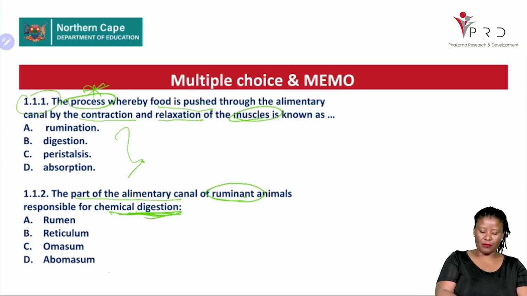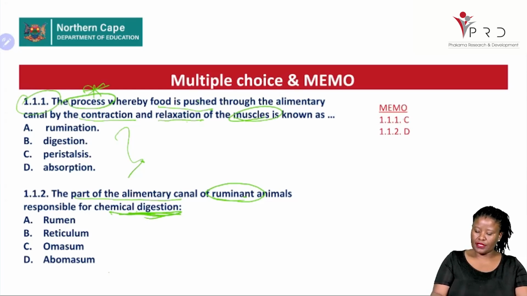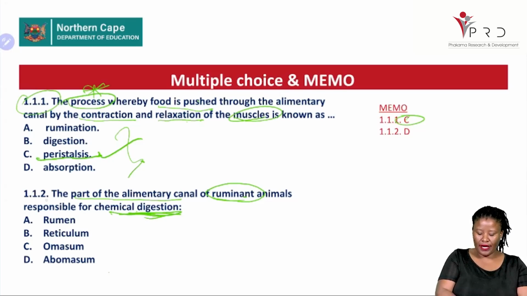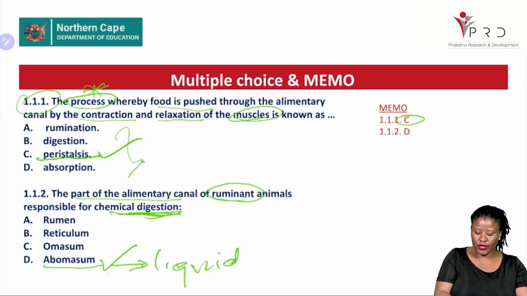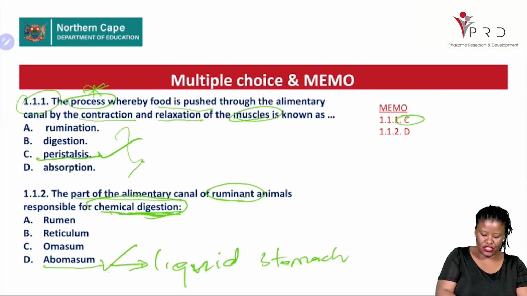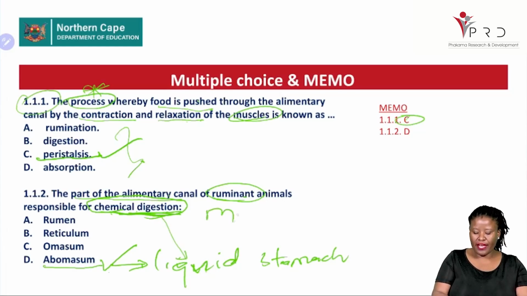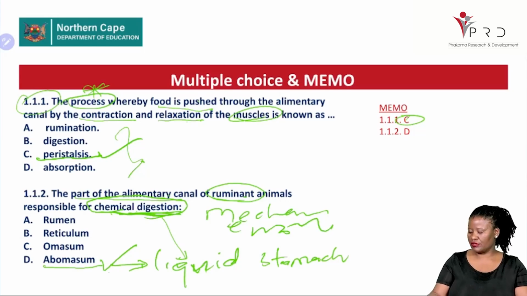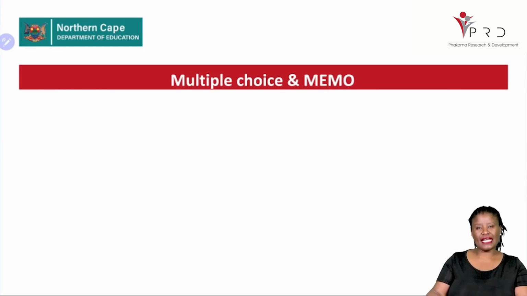When you go to number 1.1, your answer will be C, which means it's peristalsis. That is correct. Then for 1.2, the part of the alimentary canal responsible for chemical digestion will be the abomasum, because the abomasum is referred to as the liquid stomach. Hence we are talking of chemical digestion. We have different types of digestion: chemical digestion, mechanical digestion, enzymatic digestion, and microbial digestion.